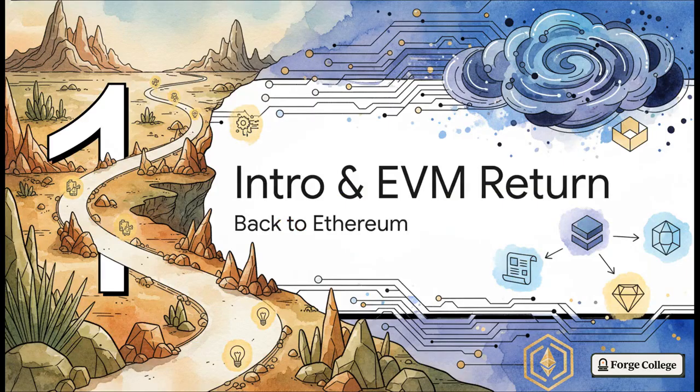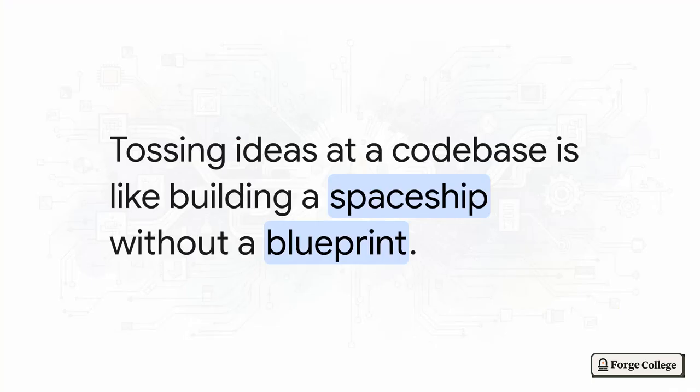So Section 1, Introduction and our EVM return. Look, we survived the Solana wilderness, right? But it's time to focus strictly on Ethereum again. Tossing undocumented random ideas at a codebase, it's literally like building a spaceship without a blueprint. Sure, you might get off the ground, but you're probably going to explode in orbit. We're moving completely away from chaotic, trust me bro, developer comments. Instead, we're shifting toward a rigorous, patent-like documentation standard. Gas optimization is an exact science, and we need to treat our findings with serious engineering respect.